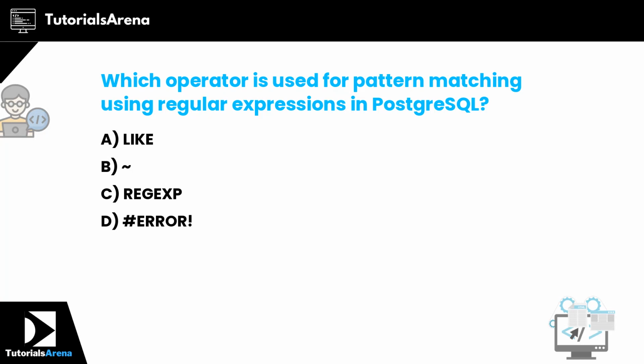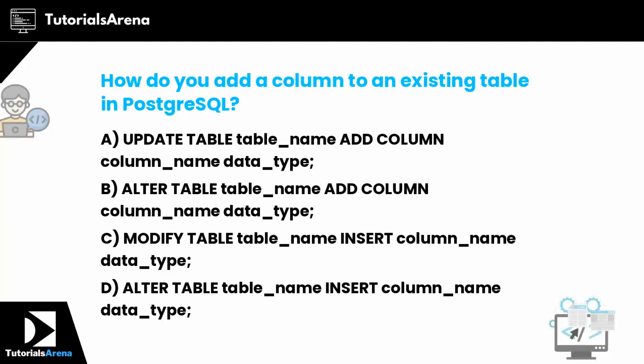Which operator is used for pattern matching using regular expressions in PostgreSQL? The correct answer is option B. How do you add a column to an existing table in PostgreSQL? The correct answer is option B. ALTER TABLE table_name ADD COLUMN column_name data_type.